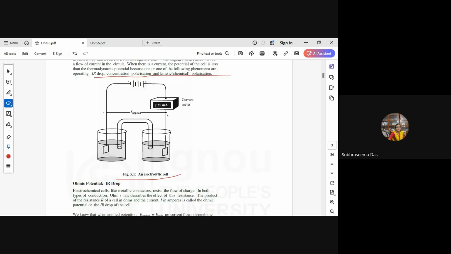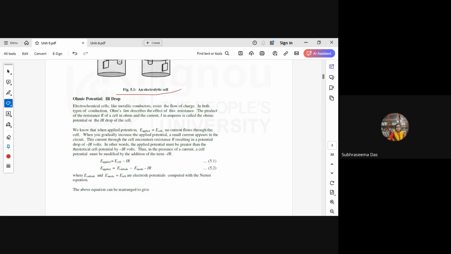First we will know what is ohmic potential or IR drop. Most electrochemical cells resist the flow of charge through them. In both types of conduction, Ohm's law is given as IR. The product of the resistance of the cell in ohms and the current is called the ohmic potential, represented as the IR of the cell. So the resistance of the cell in ohms and the current in amperes give the ohmic potential, or what we call the IR drop.